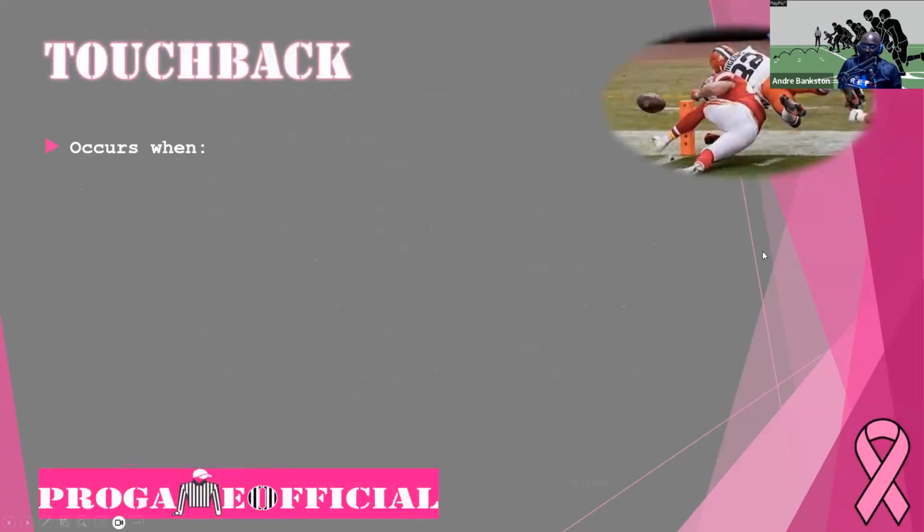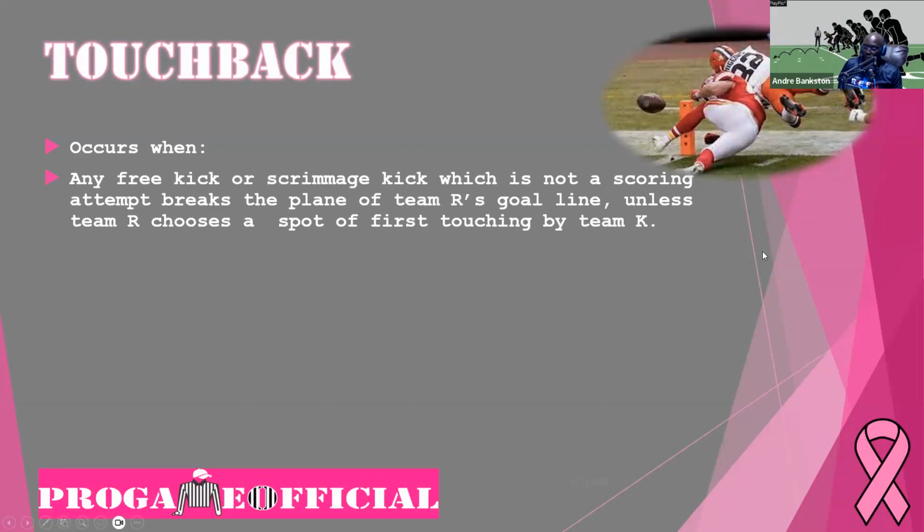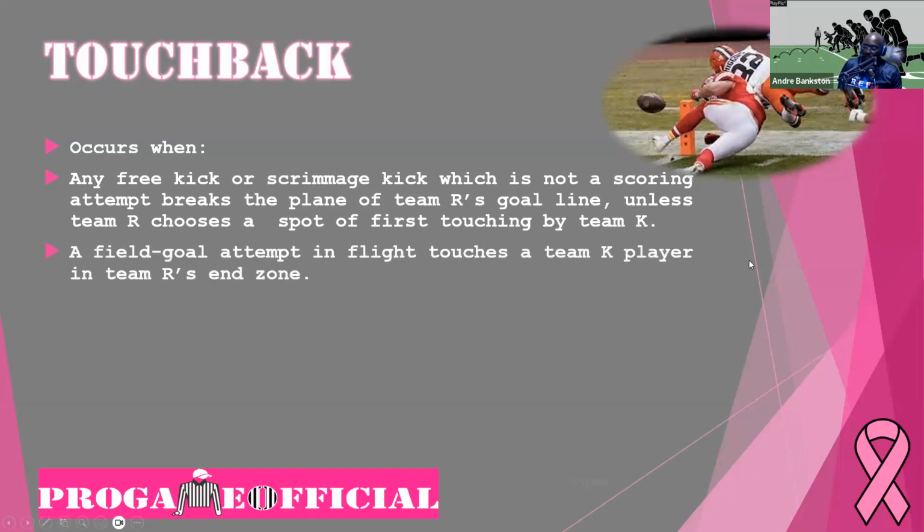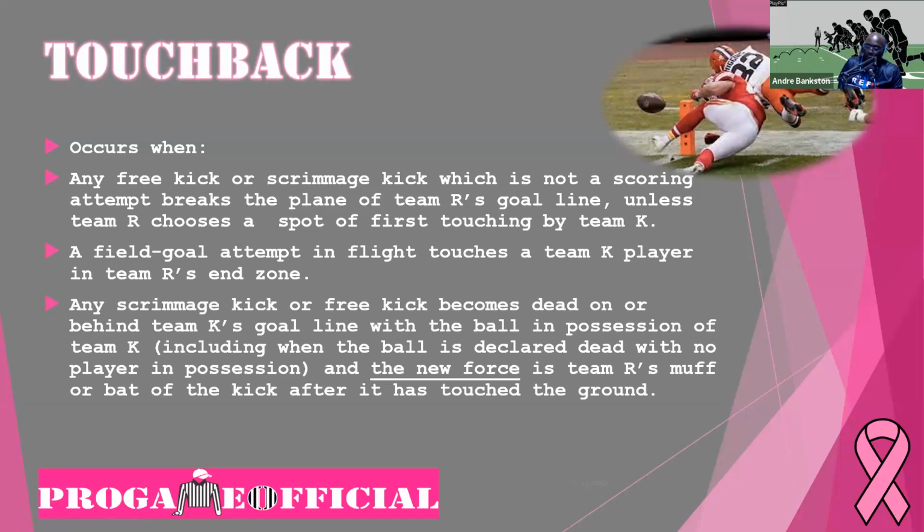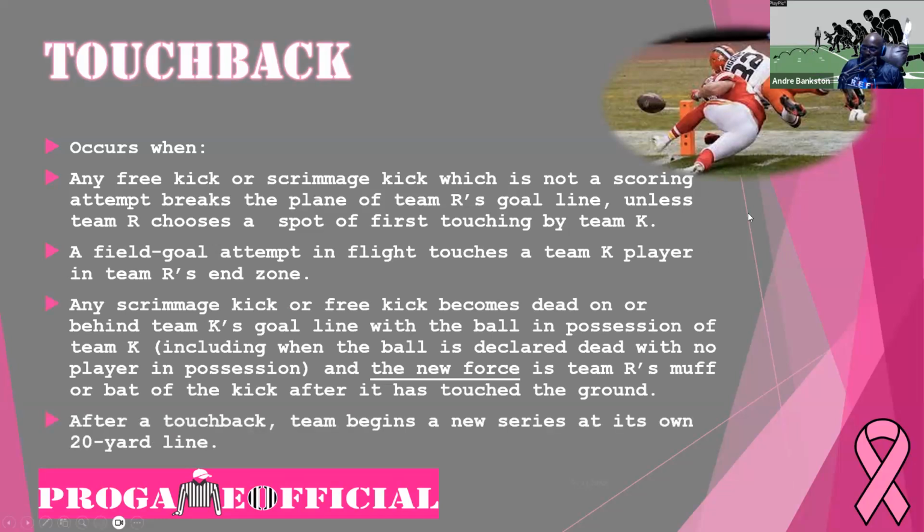And then a touchback occurs when any free kick or scrimmage kick, a non-scoring kick, breaks our goal line. A field goal attempt that is untouched by K into our end zone, and touched in flight by a K player in our end zone, or any scrimmage kick or free kick dead or in team K possession, including a declared ball, and a new force muffed or batted into K's end zone that we discussed already, will be a touchback. And a touchback is always taken from the 20-yard line.